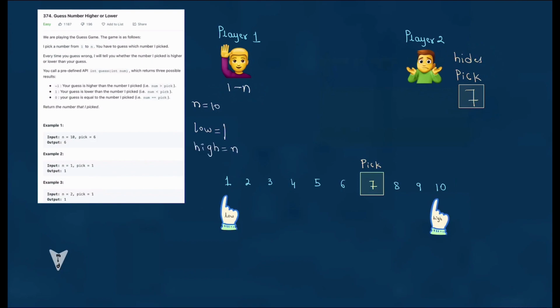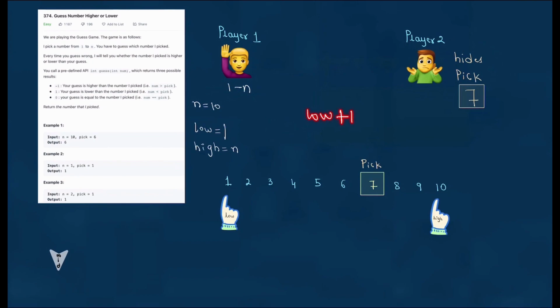So what's the way to guess? We need to ask player 2 whether the number I guessed is right by calling guess of some number. Player 2 will respond with one of three values. If the number we chose is higher than the pick, he says -1. If we pick a lower number than the pick, he says 1. And if we guess it right, he responds with 0. So that's the idea.